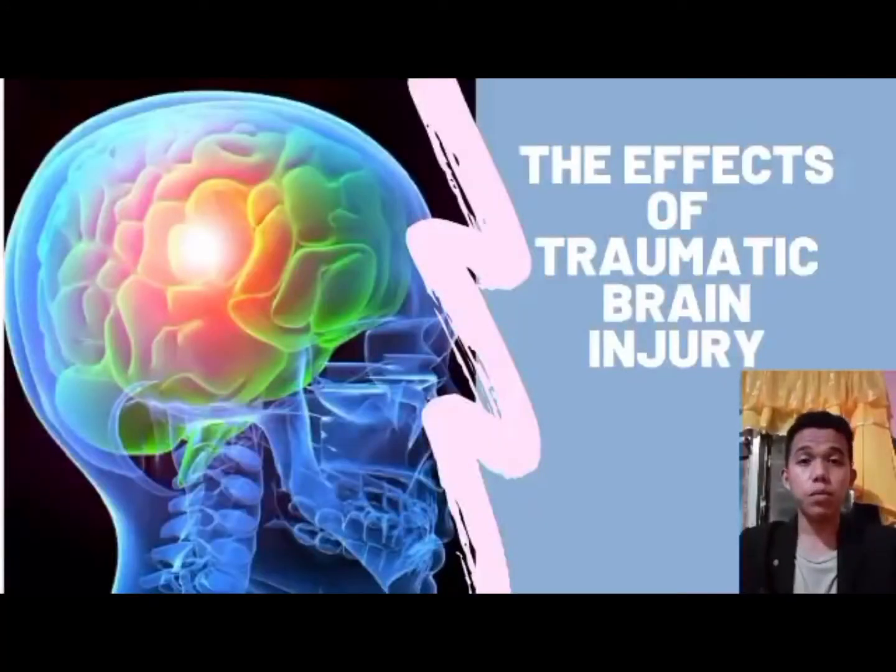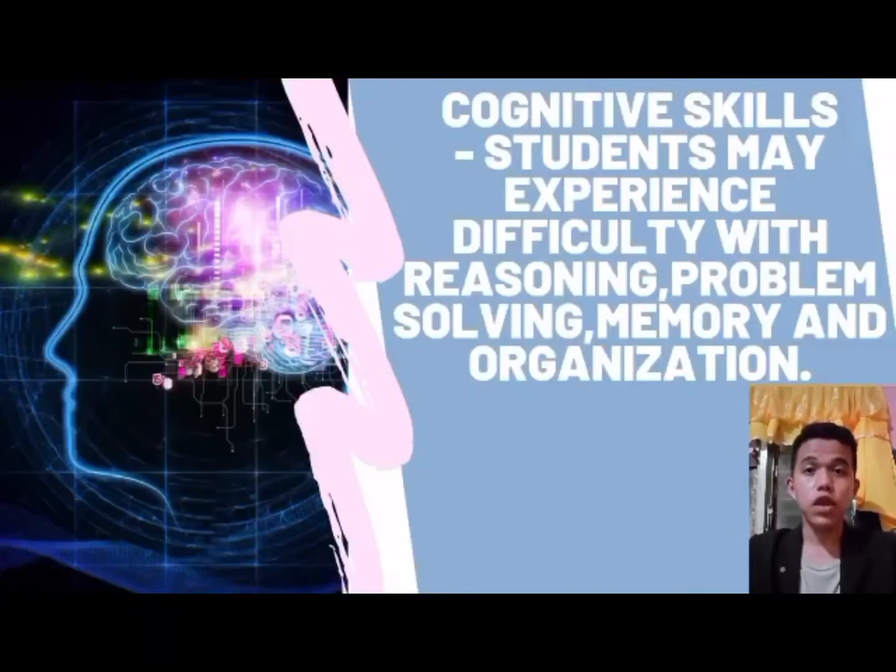The effects of traumatic brain injury. First is cognitive skills. Students may experience difficulty with reasoning, problem solving, memory, and organization. From the word itself, cognitive, they are having a conscious intellectual difficulty. As I've mentioned, in reasoning, she was having a hard time responding to what others say, and problem solving specifically in mathematics, and all of that. And in generalization, the memory of a certain person was being affected.